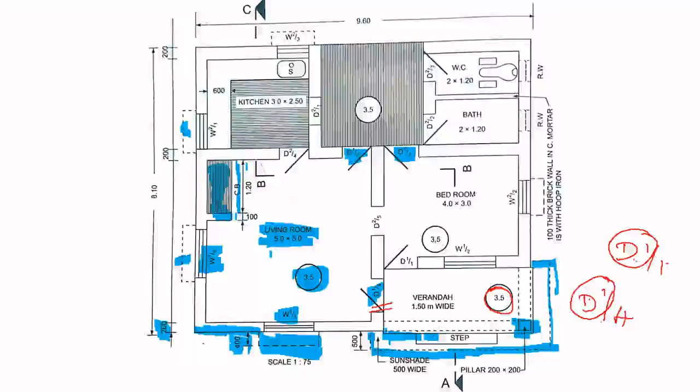Now see, the total size of the building in the x-axis, the width is 9.6 meter, and the length of the building is 9.6 meter and width of the building is 8.1 meter. Now the size of the kitchen is 3 meter by 2.4 meter, and this circulation area is of width 600 mm. This is the open space.